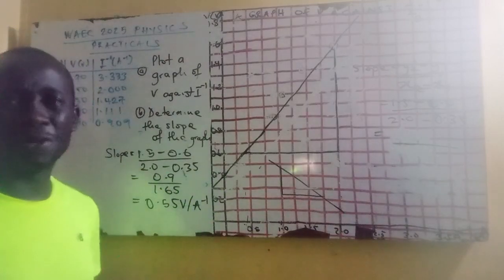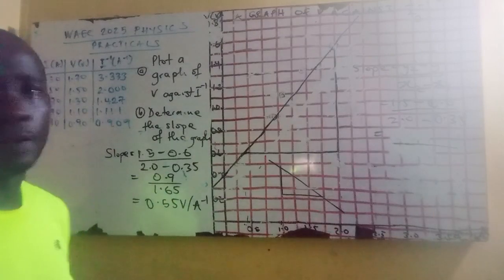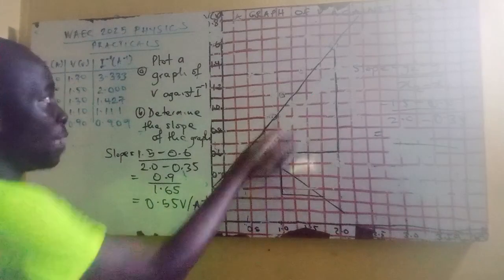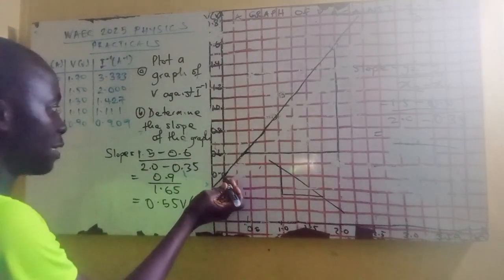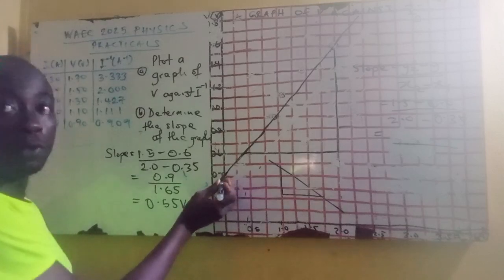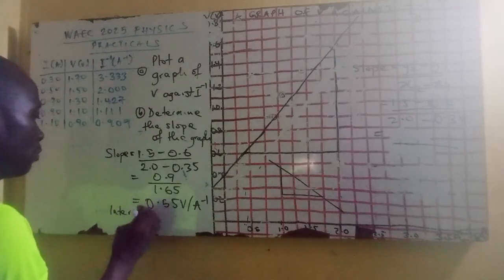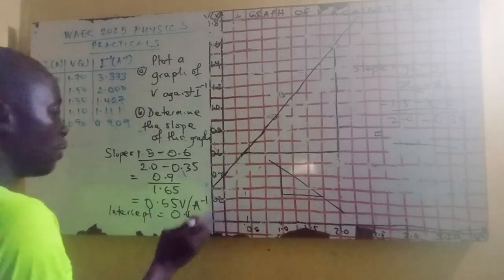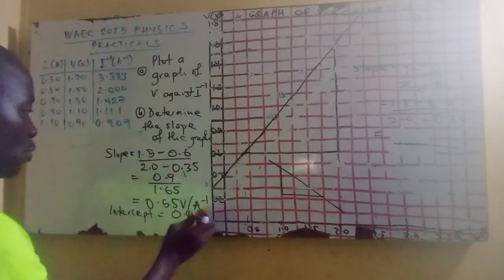Then there is also another question that they usually ask, and the question is intercept, the place where your initial graph cuts the y-axis. This intercept here cut the graph at 0.4, so you can say intercept is equal to 0.4. This time around it has to be on the vertical axis, so V.